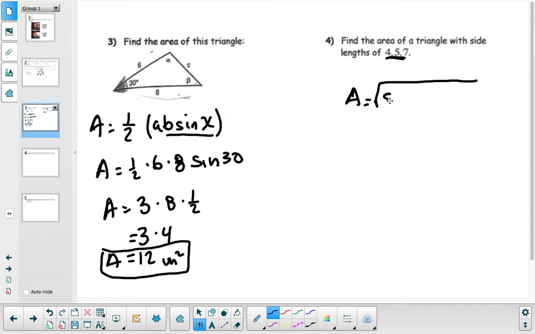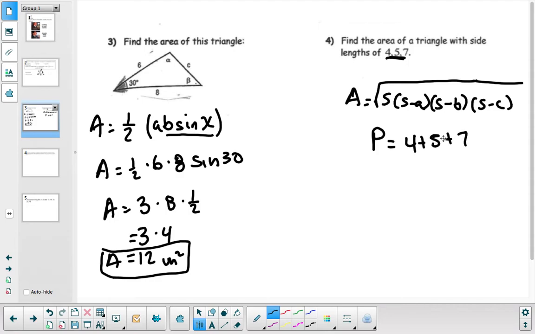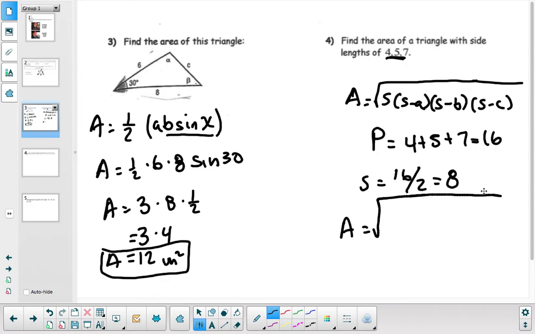Heron's formula is the square root of S times S minus A times S minus B times S minus C. And S is half of the perimeter. The perimeter is equal to 4 plus 5 plus 7, which is 16. S is equal to 16 divided by 2, or 8. So I'm going to take 8 and plug it into all of these S's.